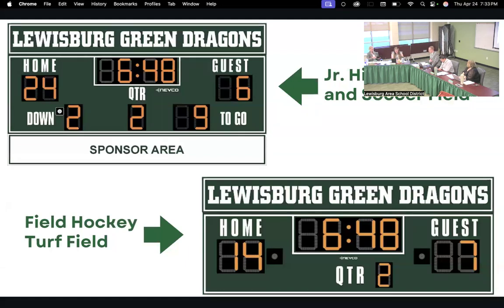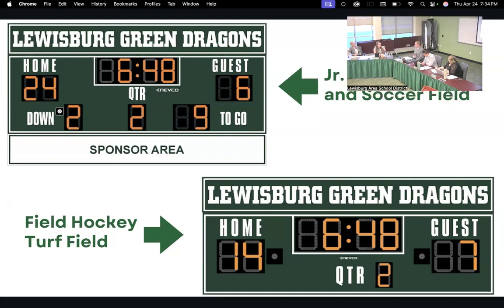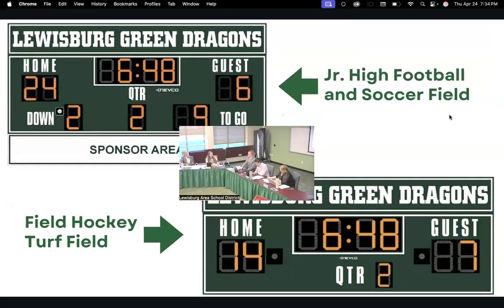There's a quote there for the boards themselves. That is a CoStarz quote. It's just a pre-bid quote. And then the one from CB Orange is a quote for installation of both of those boards. There is a sponsorship area on the scoreboard for junior high football and soccer. Potentially that could help offset the cost of both of these boards. We also had an area like that on the softball board that is going in next week over at our softball field. Same company is doing these boards as well. All right, does anybody have any questions about these?